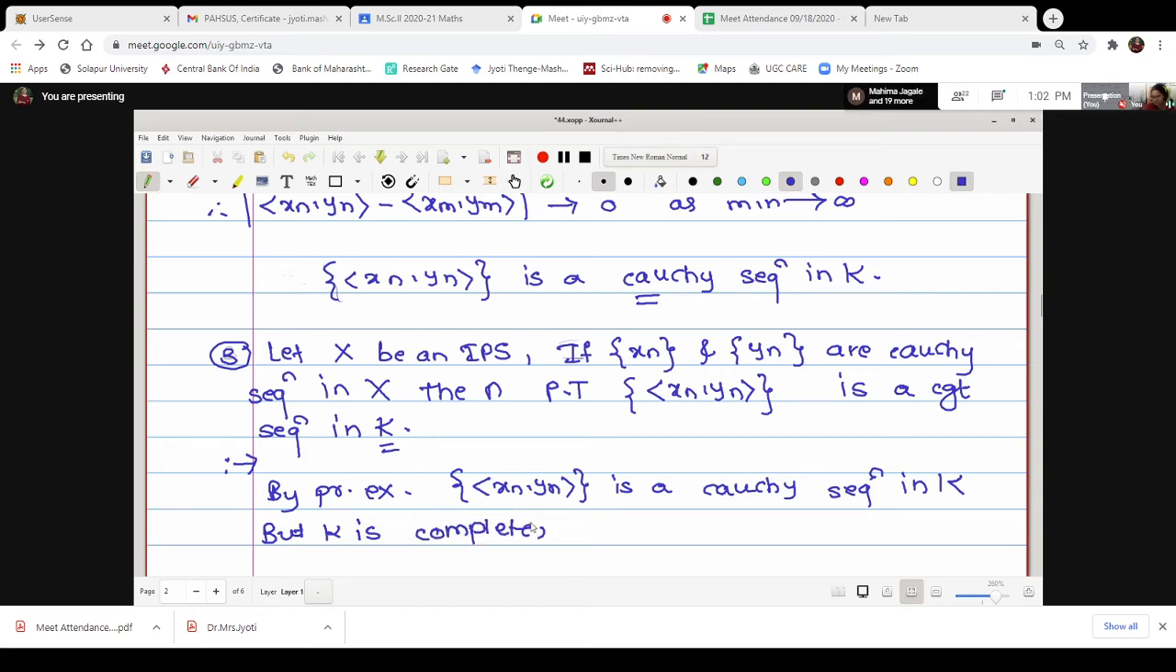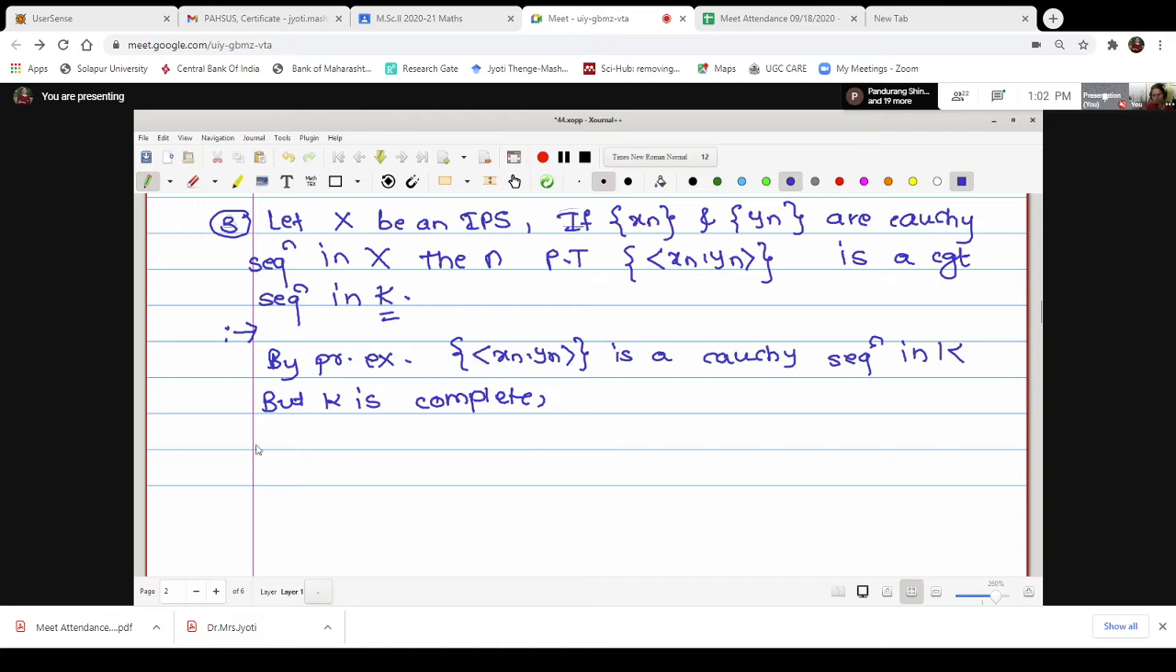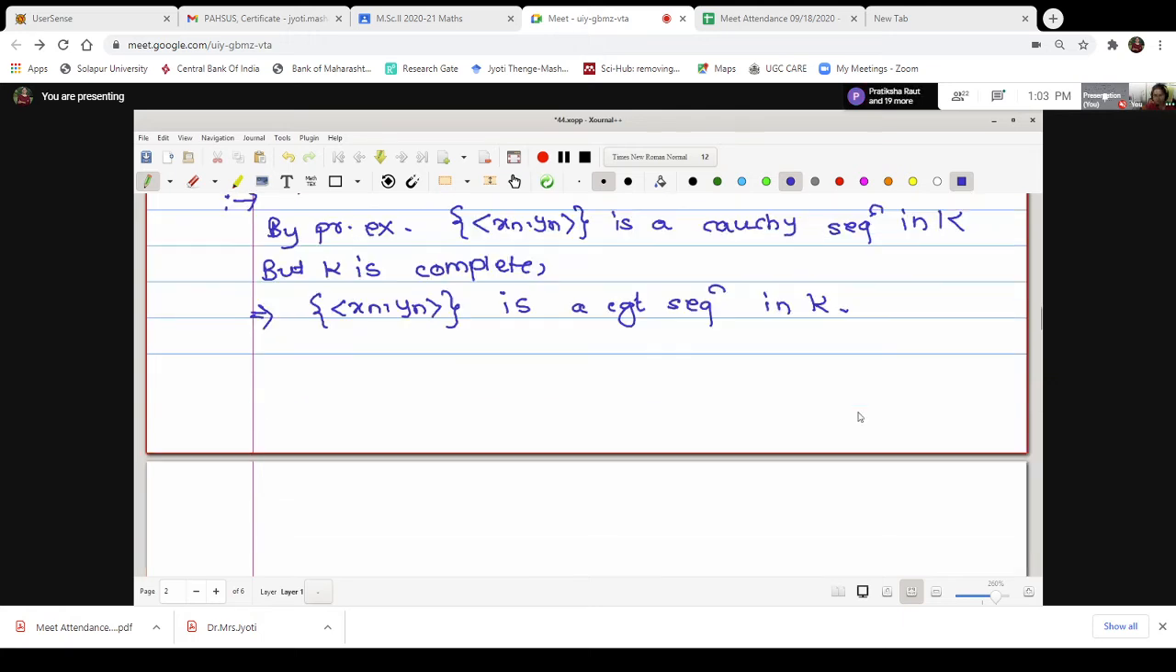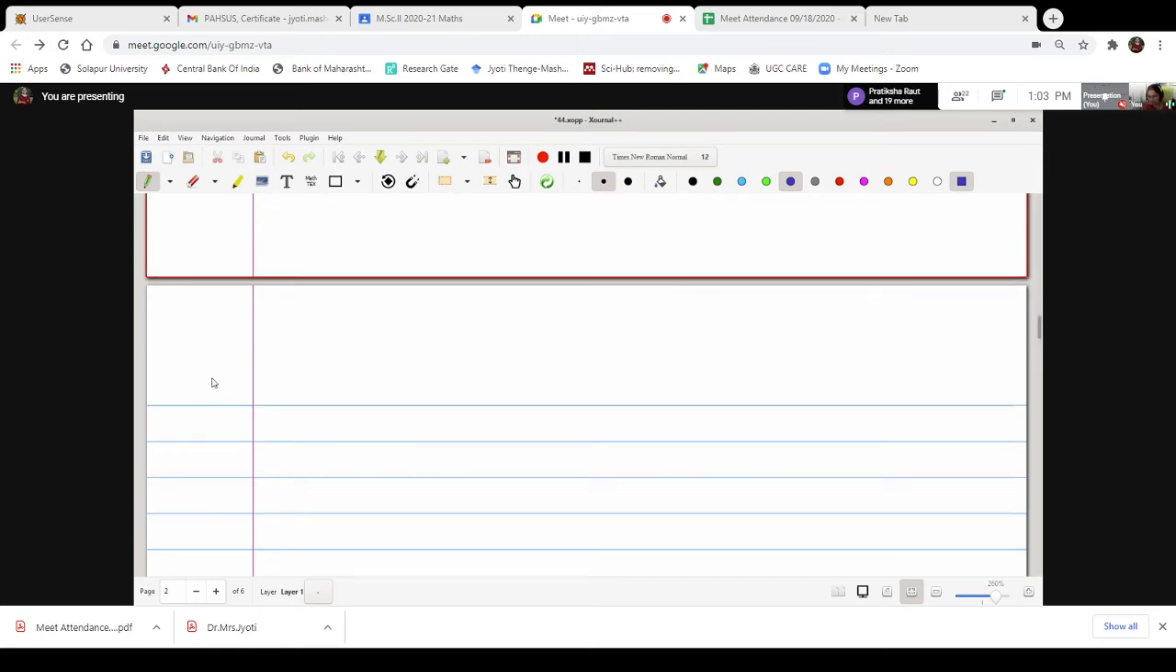Therefore, the Cauchy sequence must be convergent. Therefore, shall I write? This implies the sequence of inner products ⟨xn, yn⟩ is a convergent sequence, no doubt, in the field K. Next, the fourth example.